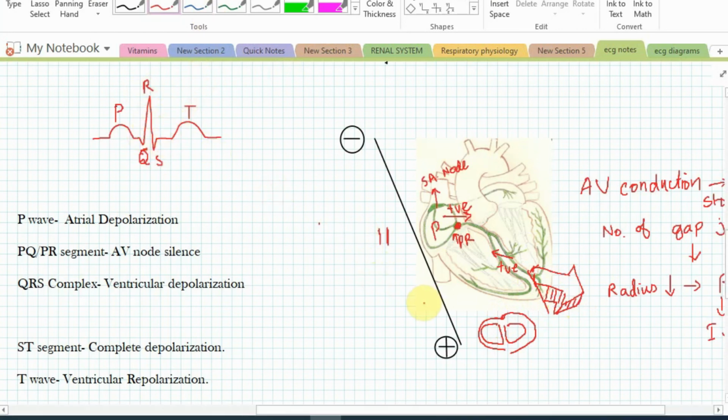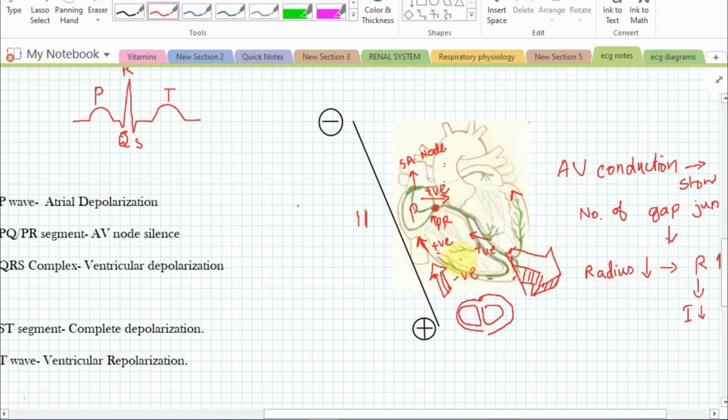So deflection in an ECG depends on the vector, and the vector depends on how strong the magnitude is and in which direction the vector moves. Now going further, the S wave denotes the basal ventricular depolarization. The deflection goes through the Purkinje fibers, and as it moves in this direction towards the negative electrode, we get an S wave.